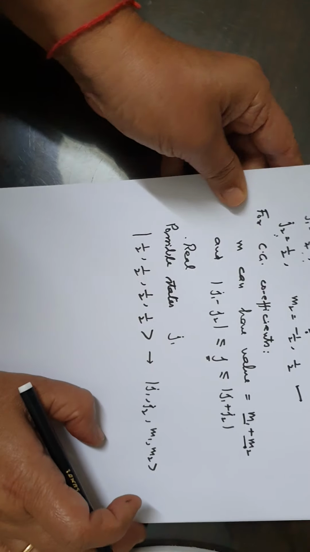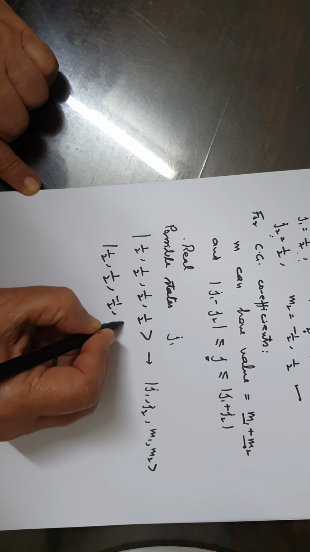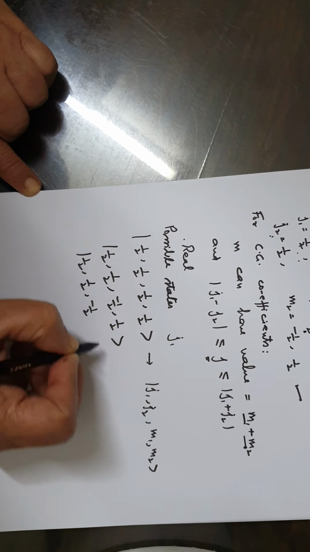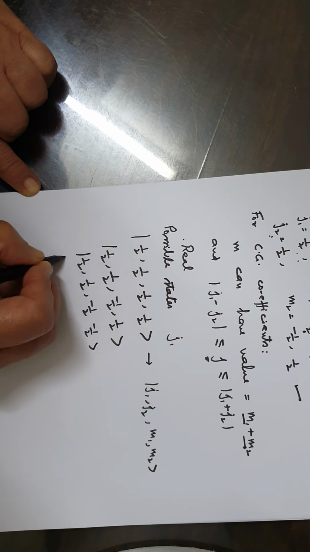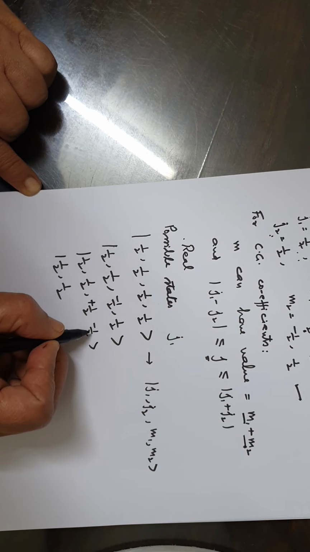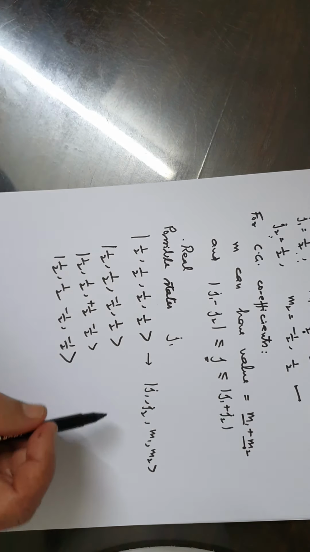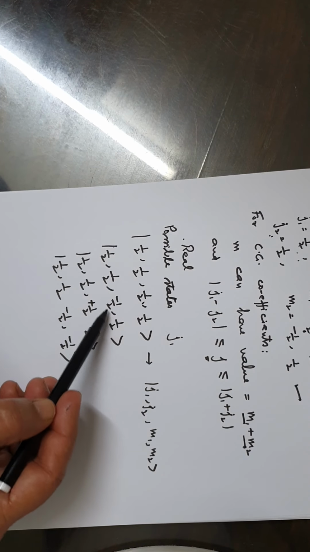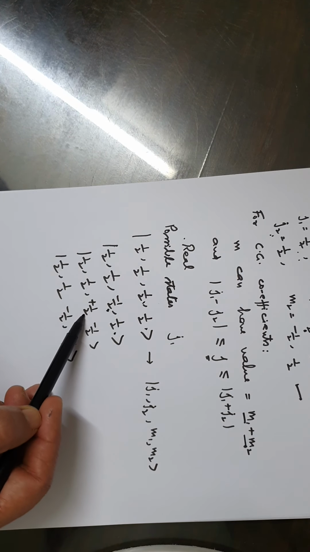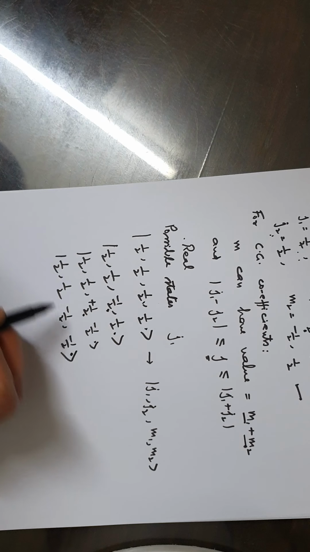The first state is 1/2, 1/2, with M1 and M2 both 1/2. The next is 1/2, 1/2, with M1 equal to 1/2 and M2 equal to minus 1/2. The third state has M1 equal to minus 1/2 and M2 equal to 1/2, and the fourth has minus 1/2 with minus 1/2. These are the four possible states.